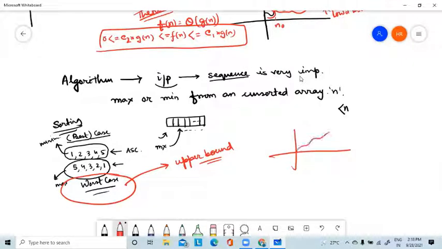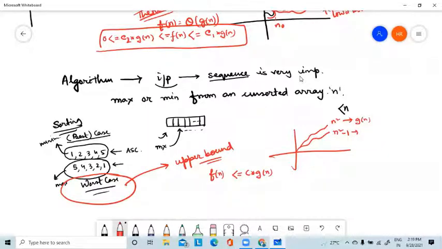Suppose this is one curve, say this is n square. What I am telling you is that in the big O notation, the value of f(n) must be less than or equal to c into g(n). Now see, suppose this is n square and this is n square minus 1. Obviously this is less than n square. So this n square is the g(n).